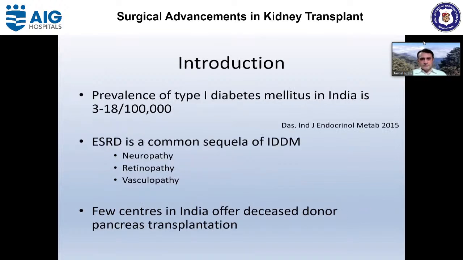Now, the incidence of type 1 diabetes in the country is about 10 per lakh of population. We all know the frequent complications, of which end-stage renal disease is the most damaging. Others are neuropathy, retinopathy, and vasculopathy. In fact, we've done pancreas transplants in a 30-year-old who's been post-CABG. A few centers at the moment offer deceased donor pancreas transplant, the most notable of which at the moment are PGI Chandigarh and Apollo Chennai.